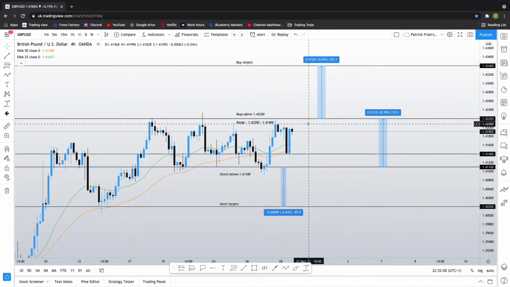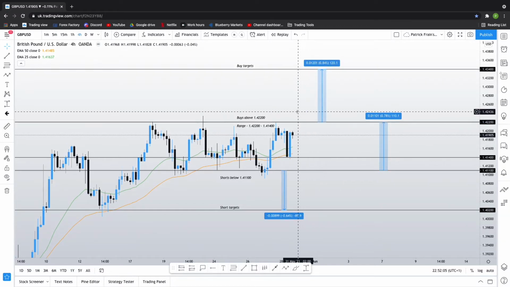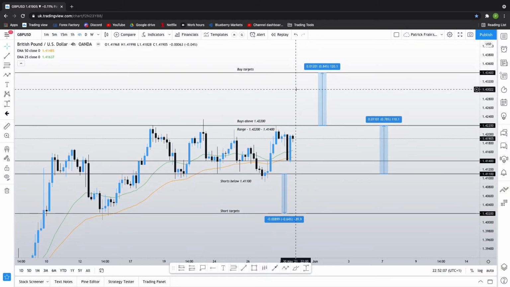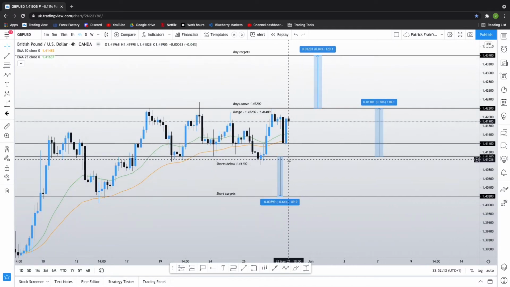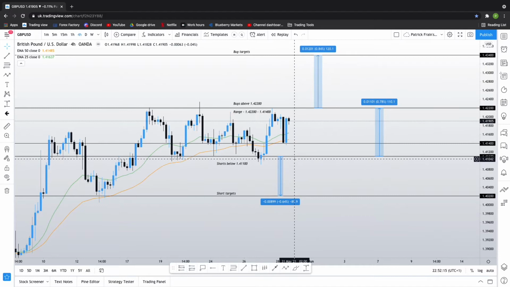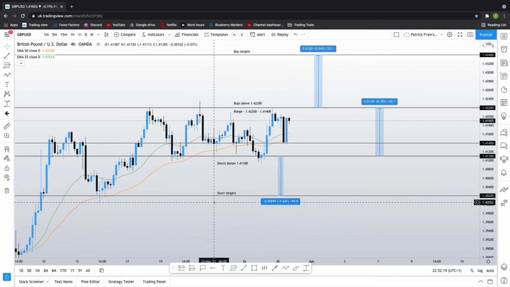Looking for buyers, I want to be looking above 1.42200 for a break of this level of resistance, with buyer targets up at 1.43400, which is around 120 pips above this level. Looking at the opposite guys, if we do get a break of this level of support at 1.41100, we do have short targets at 1.40200, which is around 89 pips.